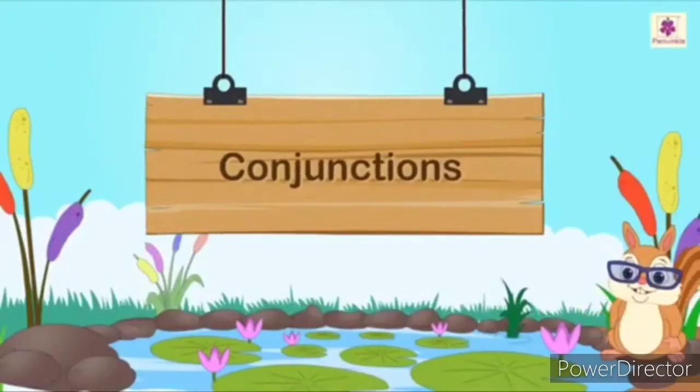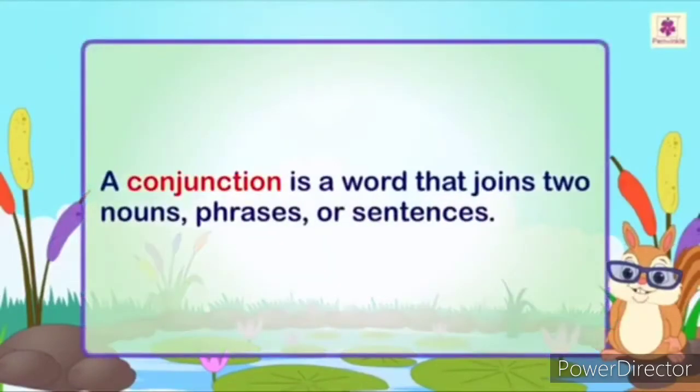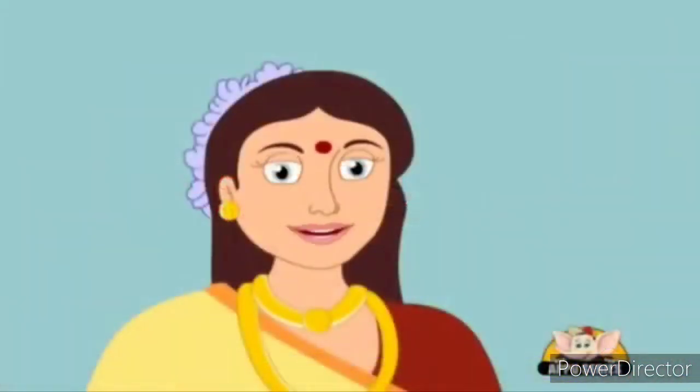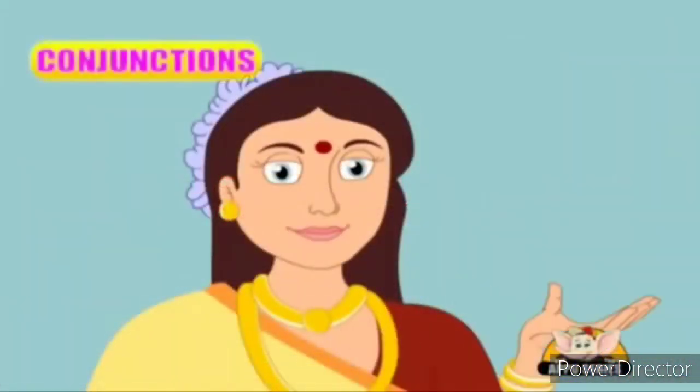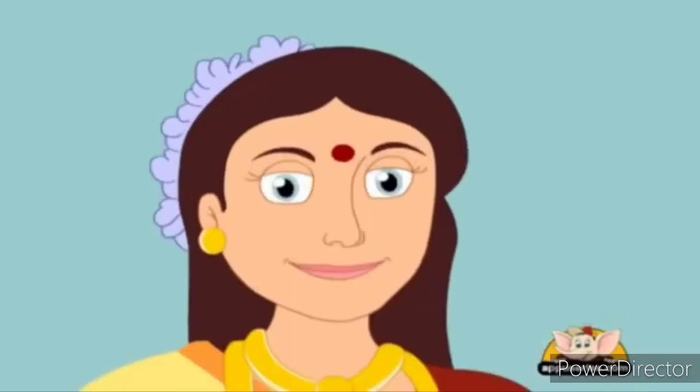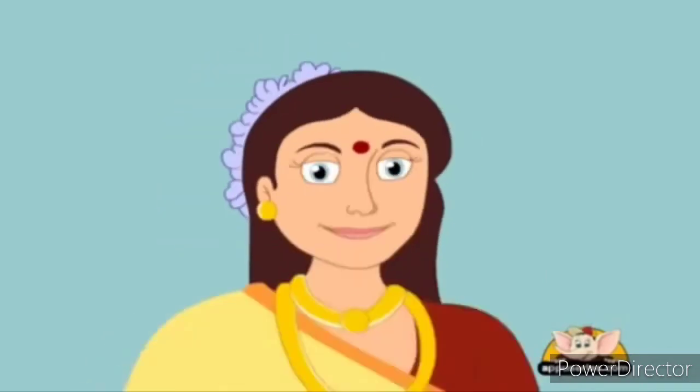Conjunctions. A conjunction is a word that joins two nouns, phrases or sentences. Now we are going to learn about conjunctions. Let's start. Do you know what conjunctions are? Conjunctions are joining words. They are used to fix together separate parts of a sentence.